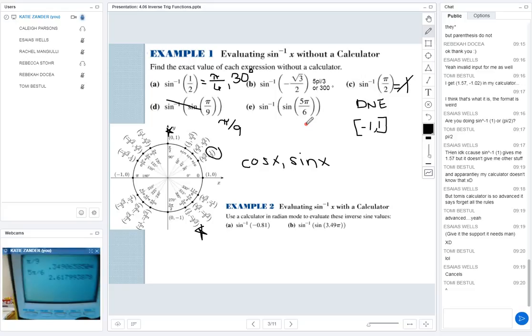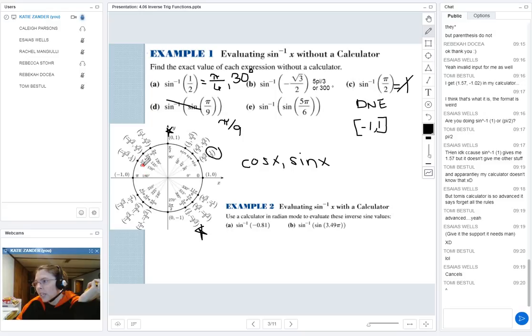All right, now 5 pi over 6 is a little bit different. That's 2.61799. That falls outside of our domain because 5 pi over 6 is right here in the unit circle. However, I can relate that to a spot that's in the restricted domain.